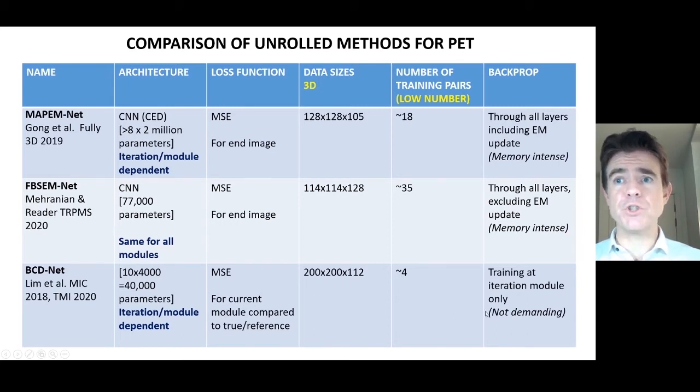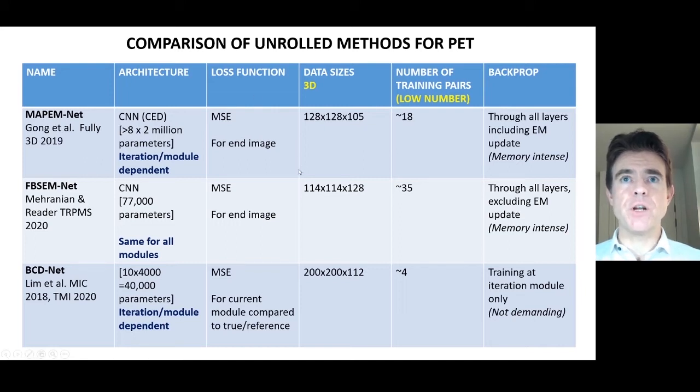And then finally to mention here the earlier method, as well as published later as well in TMI, of Lim et al. So there they've got 40,000 parameters in effect, and they've got the kind of module that's now iteration dependent, so sort of comparable to FBSEM-Net in that it's iteration dependent.